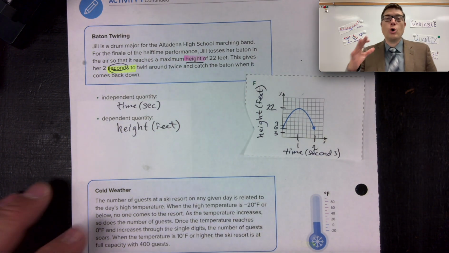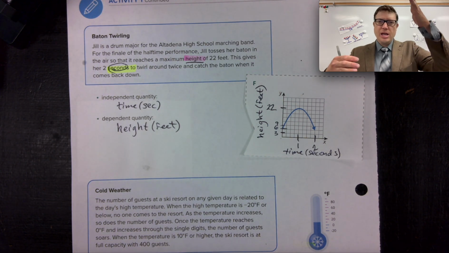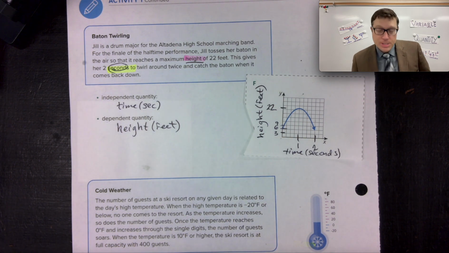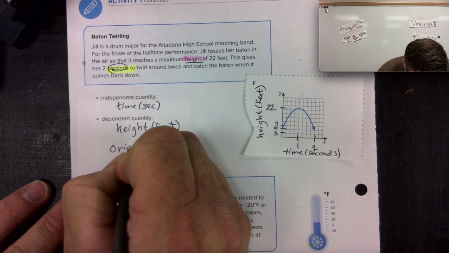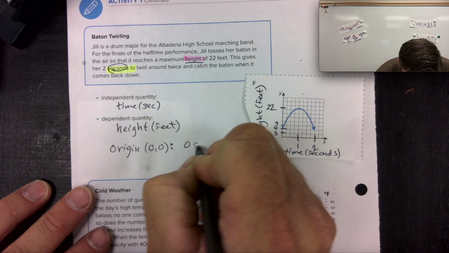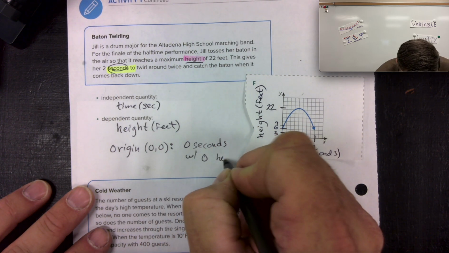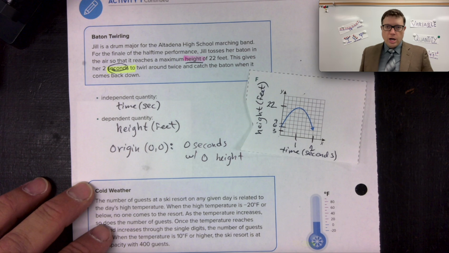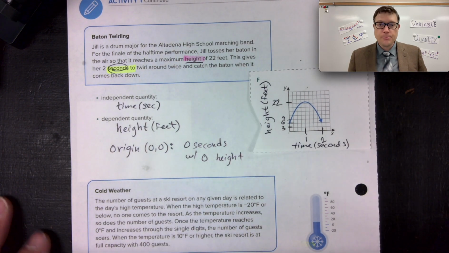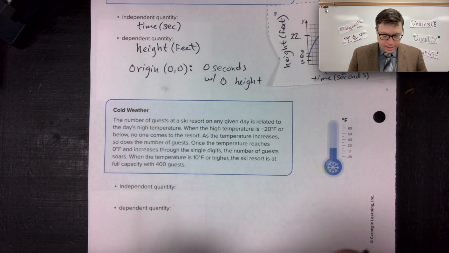One more thing, though, let's talk about the origin. The origin is 0, 0, because that's the location where both the dependent and the independent lines meet. 0, 0. So the origin, 0, 0, represents 0 seconds with 0 height on the baton. Not really happening in the situation, but definitely what we're trying to address. Now, last scenario for page 8, and it is this graph.